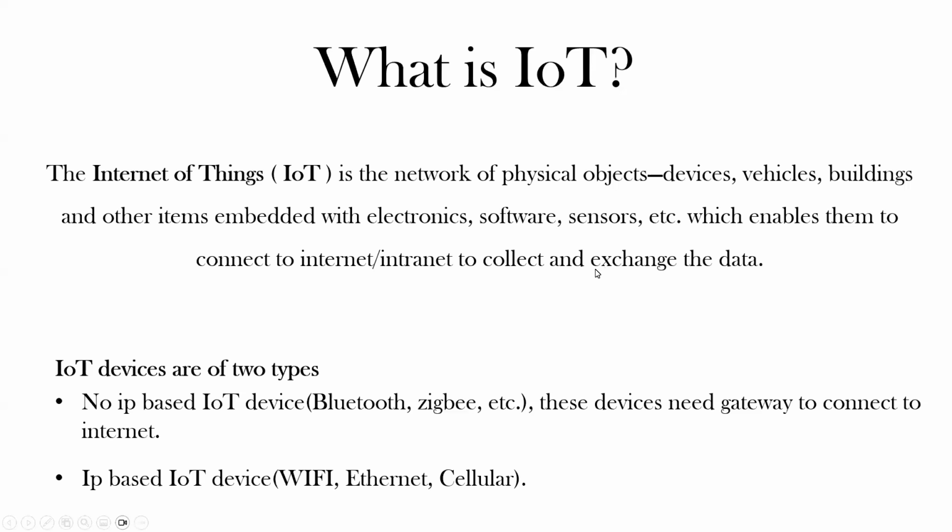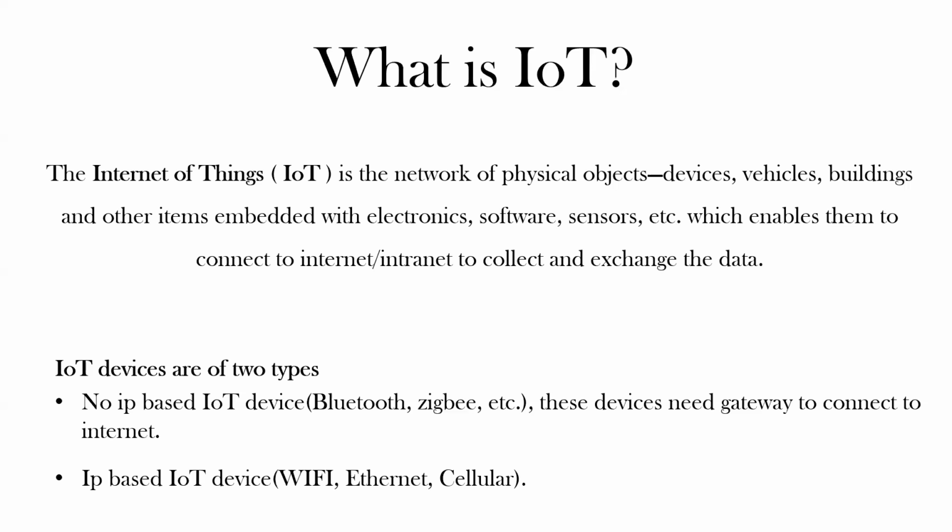So as we discussed, IoT devices are of two types: no-IP-based IoT devices, where we have protocols like Bluetooth, Zigbee, sub-gigahertz. They need an edge gateway to get connected to the internet. So the gateway is acting as the IP device, because definitely they need an IP-based device, a device which has the capability to get connected to the internet. We'll be seeing this in our block diagrams.